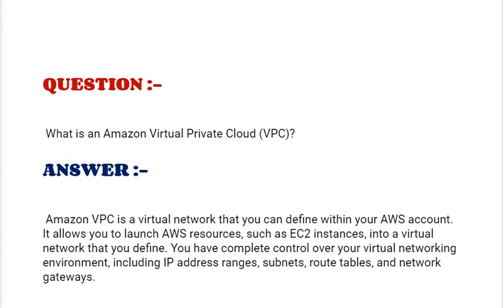Our next interview question is, what is Amazon Virtual Private Cloud (VPC)? Your answer should be: Amazon VPC is a virtual network that you can define within your AWS account. It allows you to launch AWS resources such as EC2 instances into a virtual network that you define. You have complete control over your virtual networking environment, including IP address ranges, subnets, route tables, and network gateways.